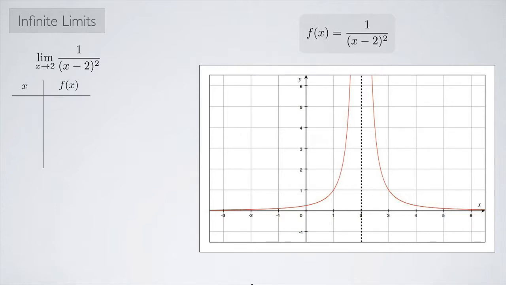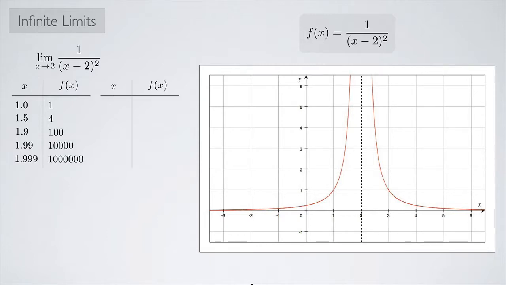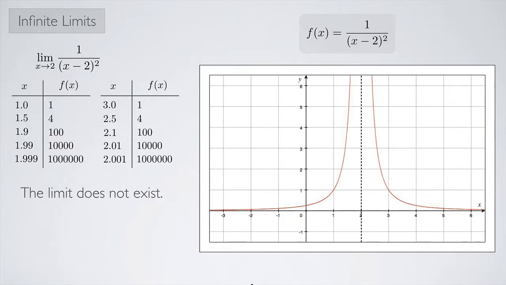So if we look at some values maybe coming from the left, so we're approaching 2, so if we look at 1, 1.5, 1.9, 1.99, and 1.999, and then look at the values of the function, we see that we get 1, 4, 100, just keeps growing and growing, getting larger and larger. And we see the same kind of behavior as we approach 2 from the right. So if I start at 3 and then go to 2.5, 2.1, 2.01, and 2.001, you see a similar kind of thing. So this limit does not exist.